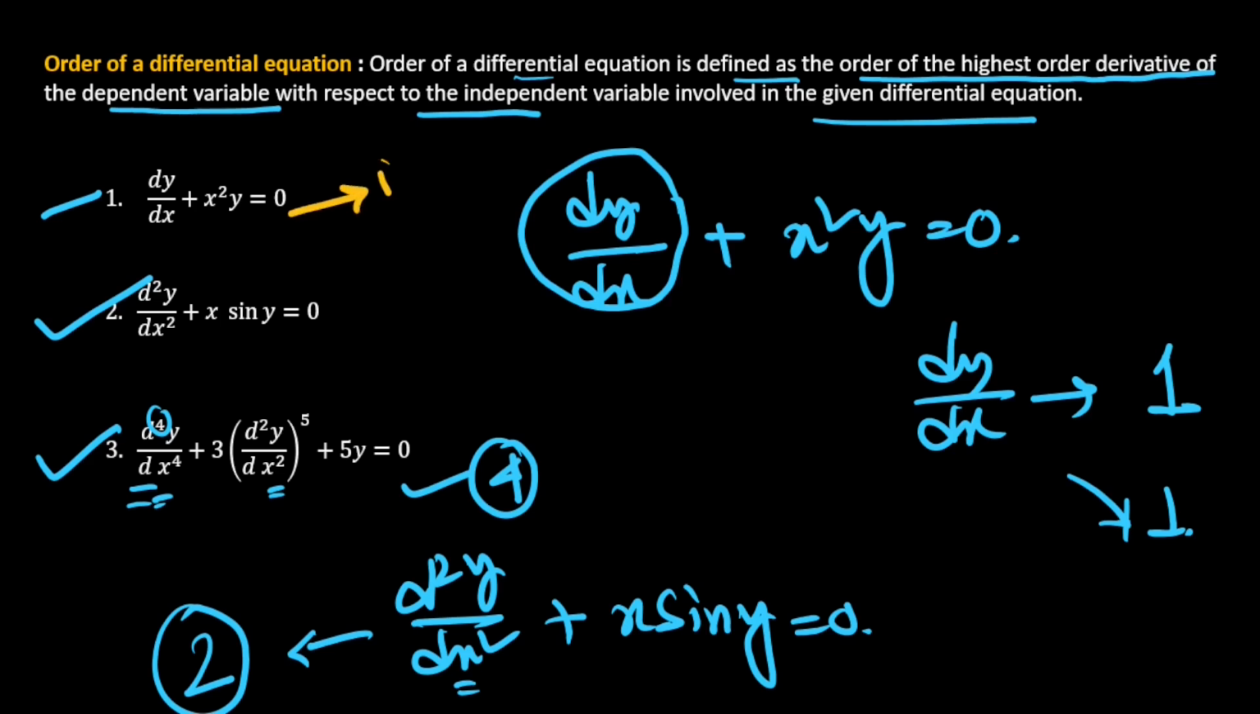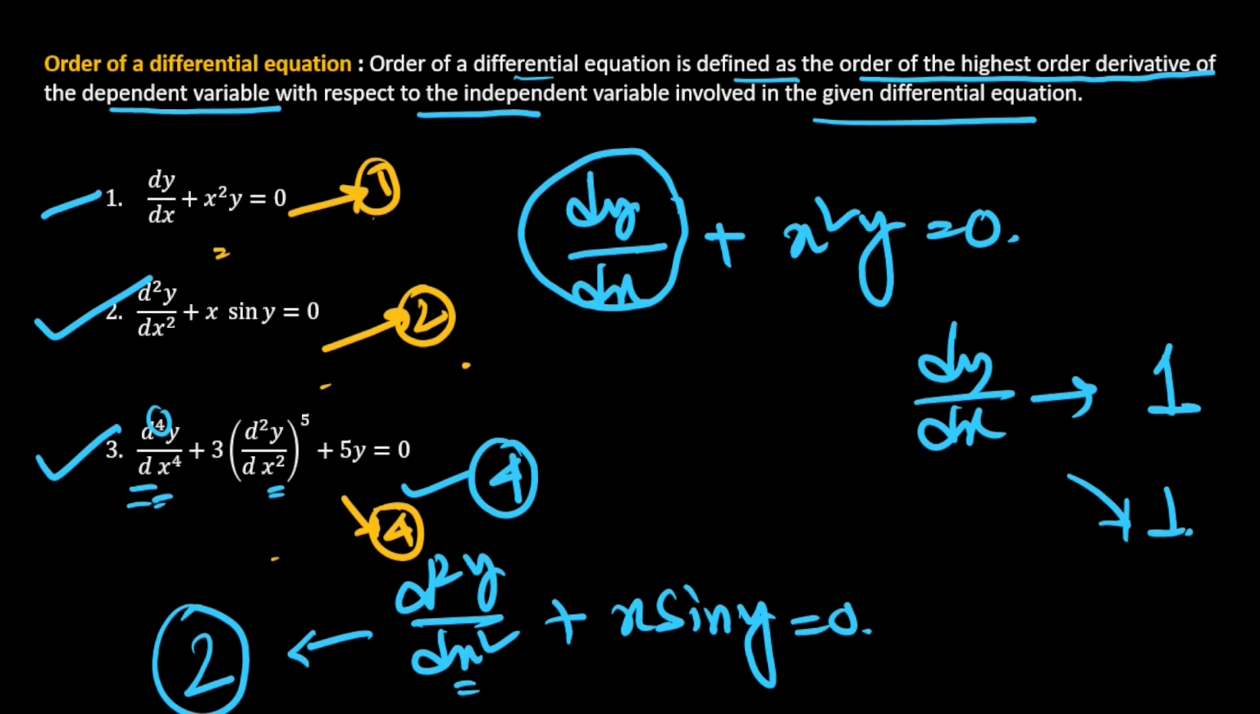Here the highest derivative is 1, here the highest derivative is 2, here the highest derivative is 4. So the order of this differential equation is 1, this differential equation is 2, this differential equation is 4. So when we find the order of the differential equation, first look at the highest derivative of the differential equation.